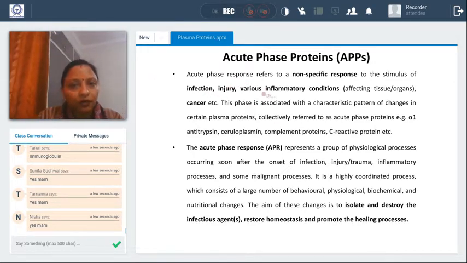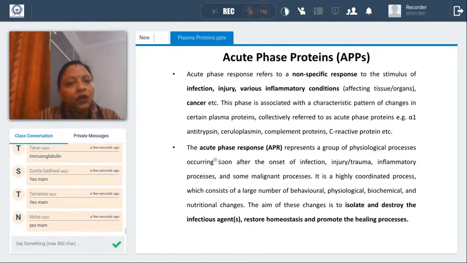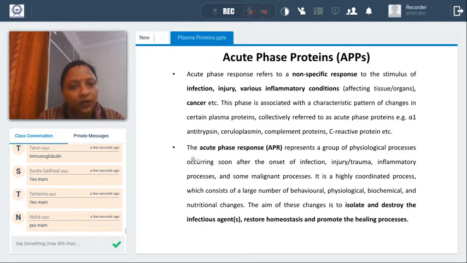Okay. So acute phase response refers to a non-specific response to the stimuli of infection, injury, various inflammatory conditions, and cancer. The proteins which are involved in this response are called acute phase proteins, APP. Examples are antitrypsin, ceruloplasmin, complement proteins, C-reactive protein, and many others. The acute phase response represents a group of physiological processes occurring soon after the onset of infection, injury or trauma, inflammation, and some malignant process or cancer.